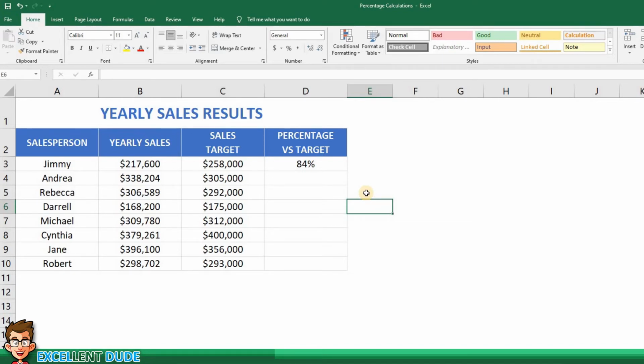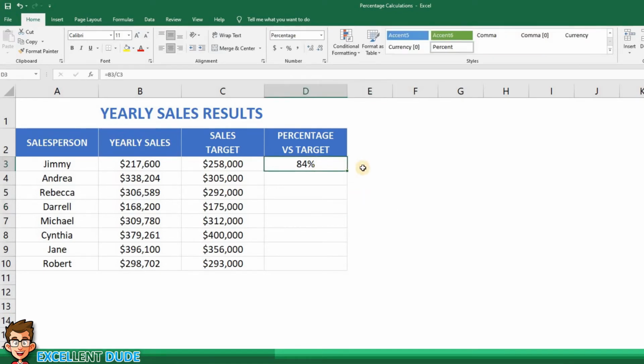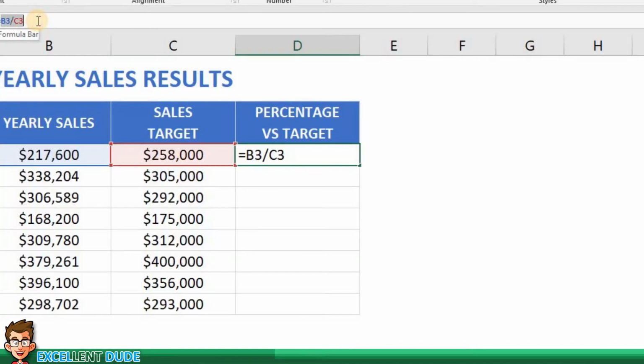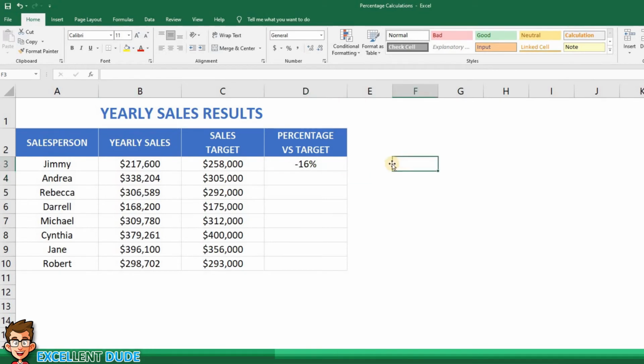However, in this application, it would make more sense to have the percentage difference from the sales target. To do this, I want to calculate the difference between their sales and their target sales, and then divide by the target. The formula would be equals opening bracket B3 minus C3 closing bracket divided by C3, and then I'll press enter. We now see that Jimmy was 16% under his sales target for the year.